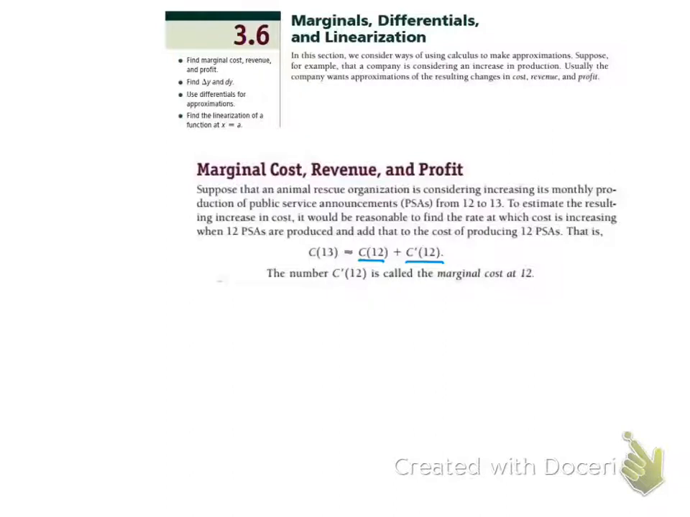So the derivative of the cost function at 12 is called the marginal cost at 12. So the marginal is just the derivative, but it's just the derivative when we're using it in this context of approximating the cost of the next so many units.